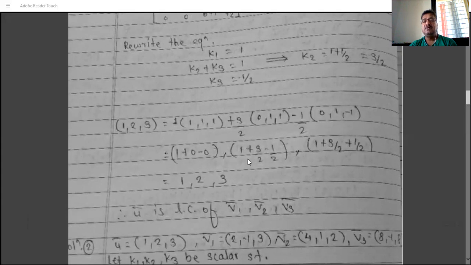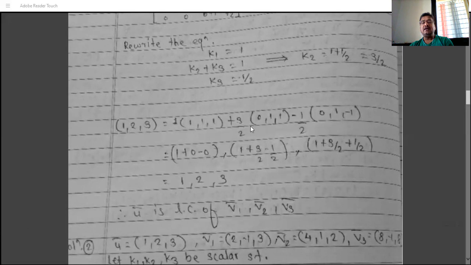So in order to tally the example, this is now what we have: (1, 2, 3) expressed as a linear combination of these three vectors. So u bar is a linear combination of v1, v2, v3. So don't write these two steps. This is to tally the example.